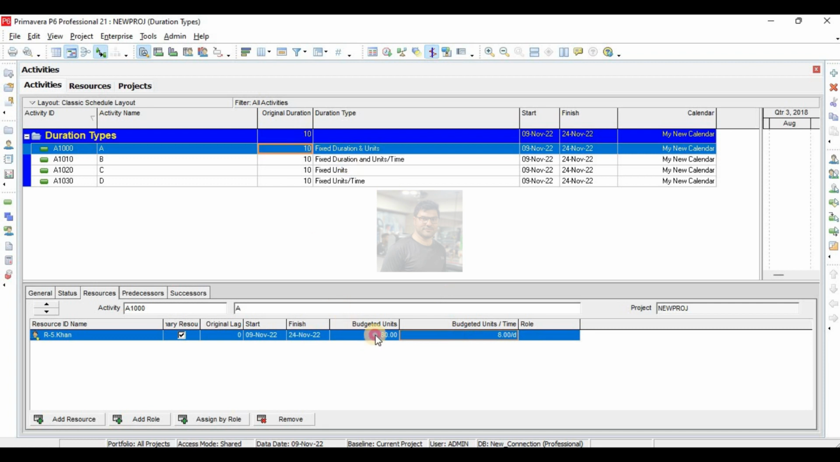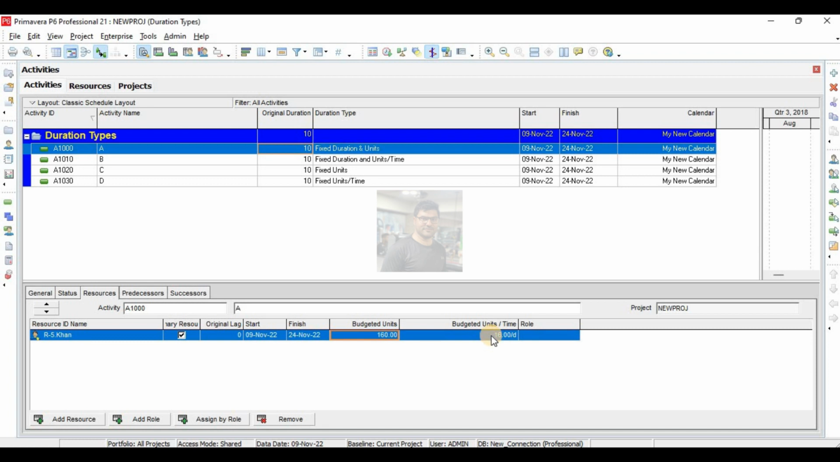And again, if I change budgeted units, units per time will change in fixed duration and units. If I make it 40, he will work 4 hours per day, and in 10 days he will work for 40 units. And if I make it 160, he will work 16 per day. So one thing is clear. Here there are two fixed: duration and units. So duration will be fixed and units will be fixed. So changing either one of these two, units per time will change.